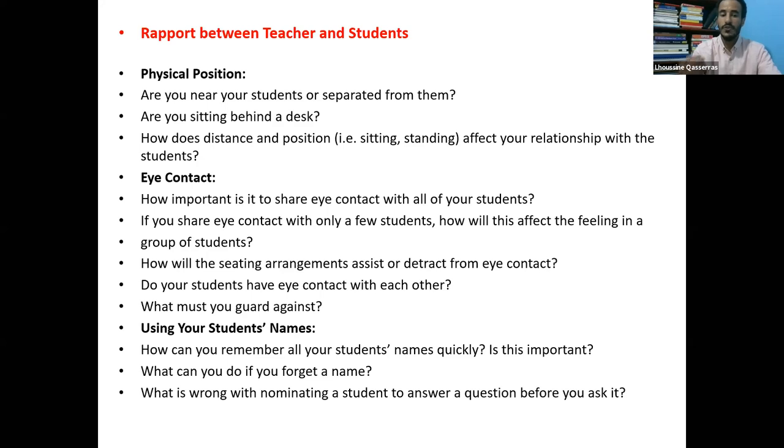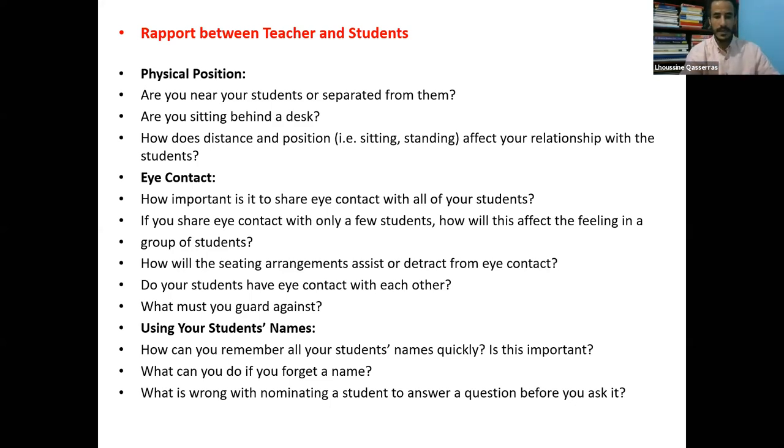Now, using your students' names, we tackled this in the beginning. Other questions are, how can you remember all your students' names quickly? And is this important? As you may remember, I said from the very beginning, you take paper, write their names, fold it, and put it every day on the desk in front of them. For 1 week, you may memorize their names.